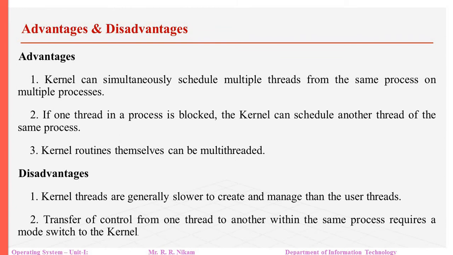Now the advantages and disadvantages. The kernel can simultaneously schedule multiple threads from the same process on multiple processors. So these activities can be carried on. Next, if one thread in a process is blocked, the kernel can schedule another thread of the same process. So it will not get stuck; another thread can be created by the kernel and it can continue further. Next, kernel routines themselves can be multi-threaded.